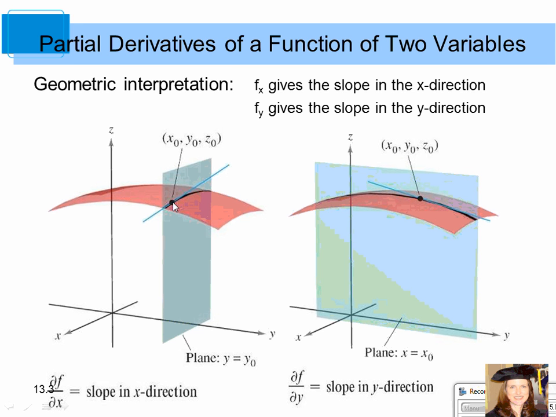If you're on the surface and you want to measure the slope, you look in the direction of the positive x-axis and measure the slope in that way. That's our partial derivative of the function with respect to x. You want to find the slope in the y direction, evaluate the partial derivative of the function with respect to y. So we get two slopes at a given point.